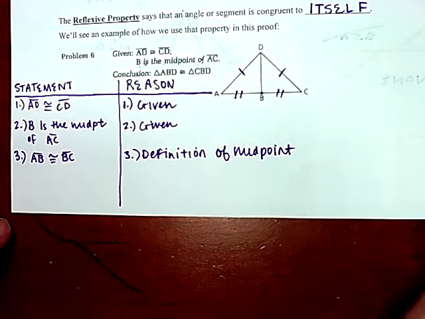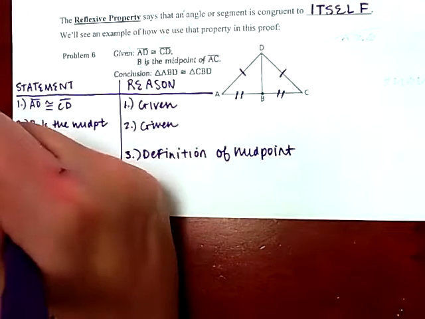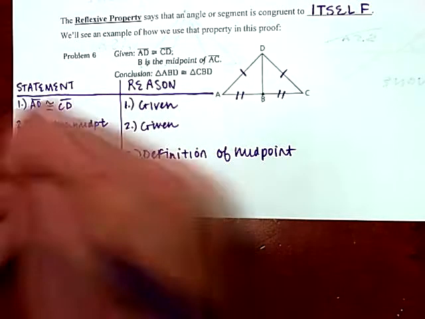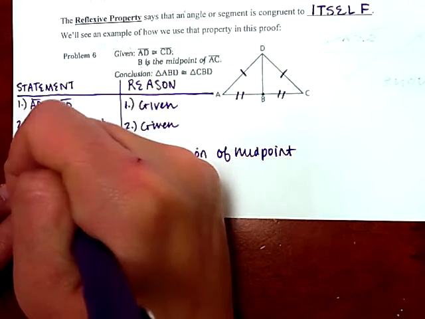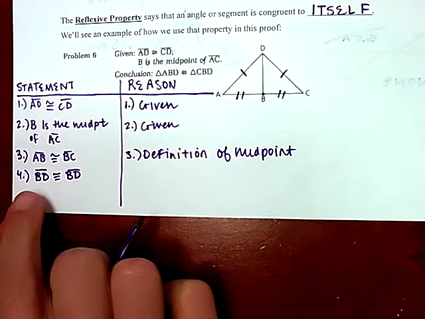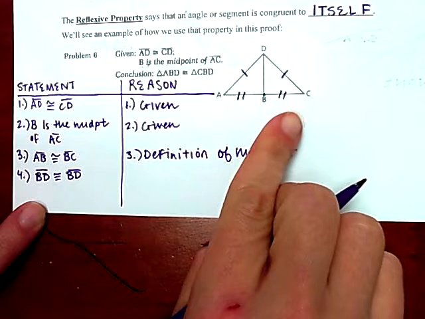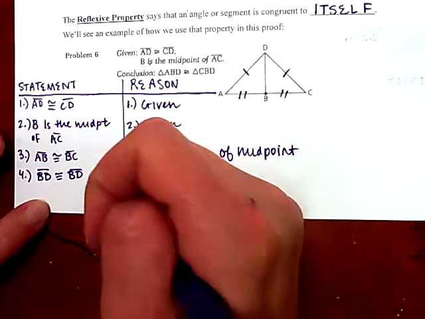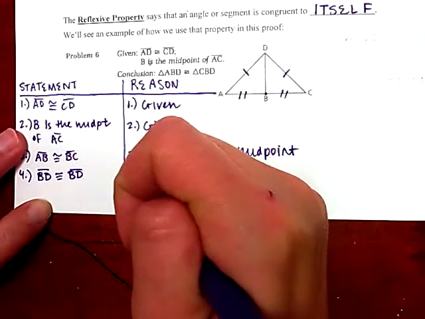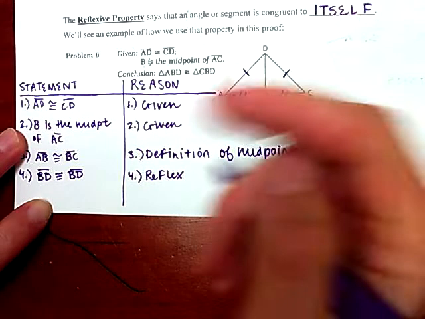And now I just need to get my one last side that is equal. So I say BD is congruent to BD itself. We need to say that because we're using BD as a side in both triangles. So we're showing that those sides are congruent because they're the same. And what property is that? It's the reflexive property. That's this new property that we just learned.